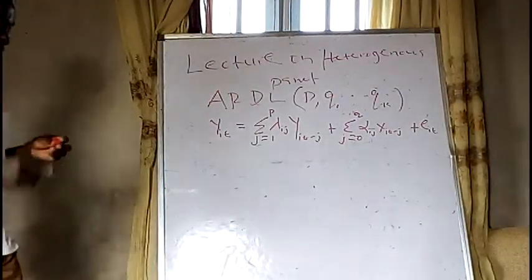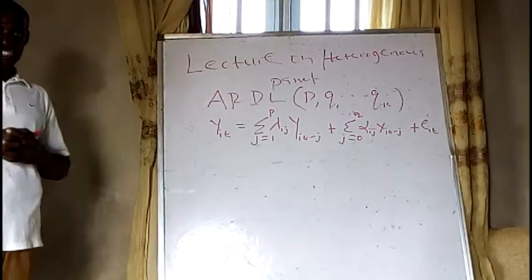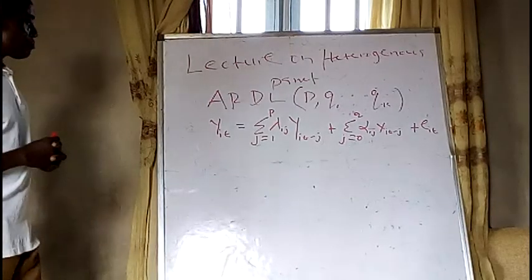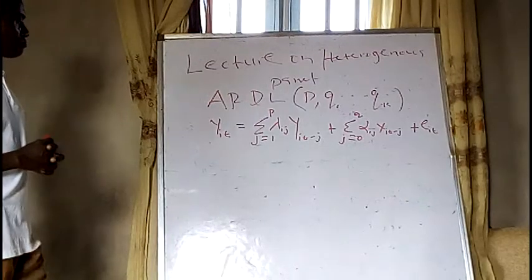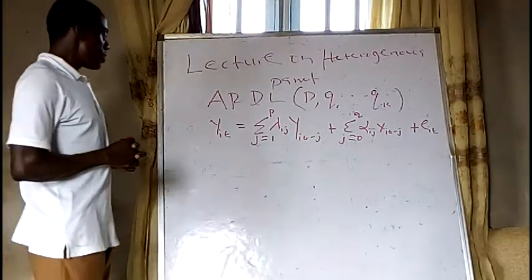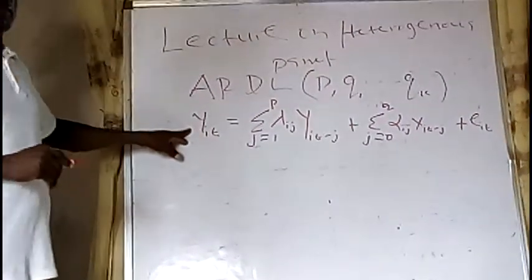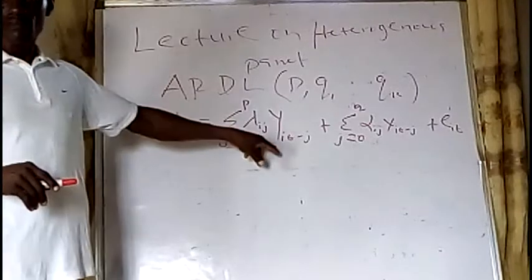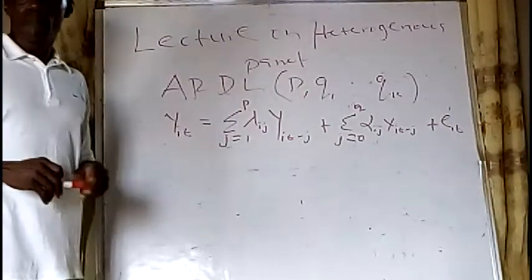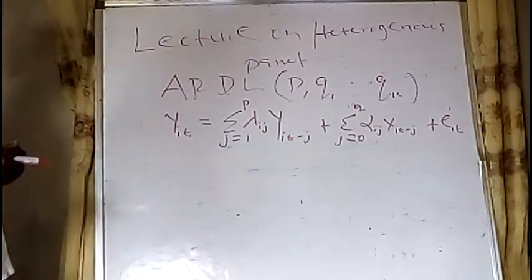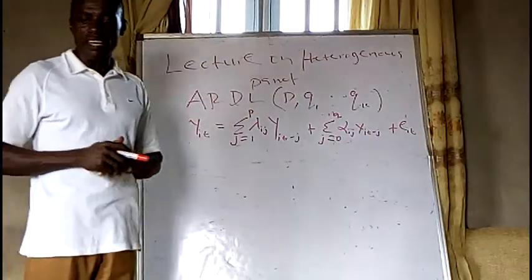This is the panel autoregressive distributed lag system. In this system we have the lagged dependent variable among the regressors. Then we also have the current and the lagged explanatory or independent variables.